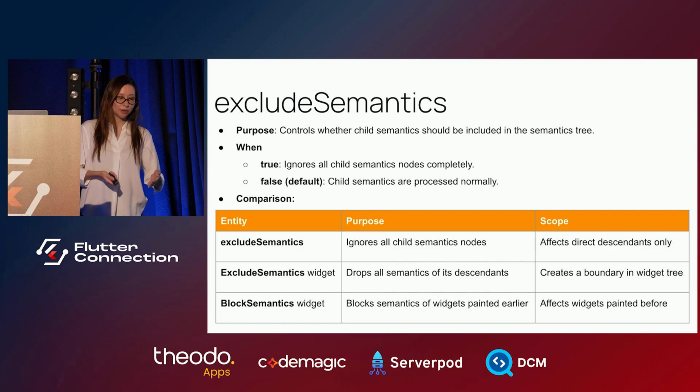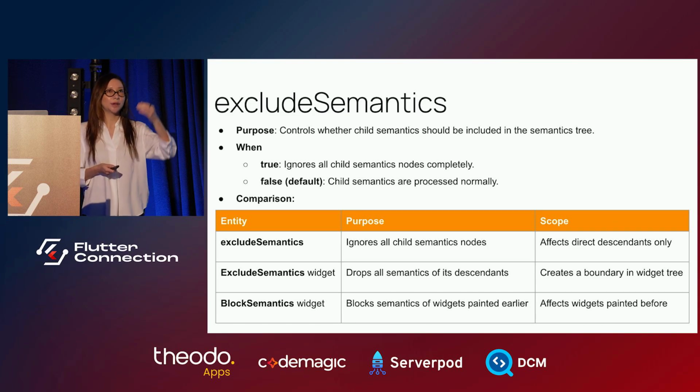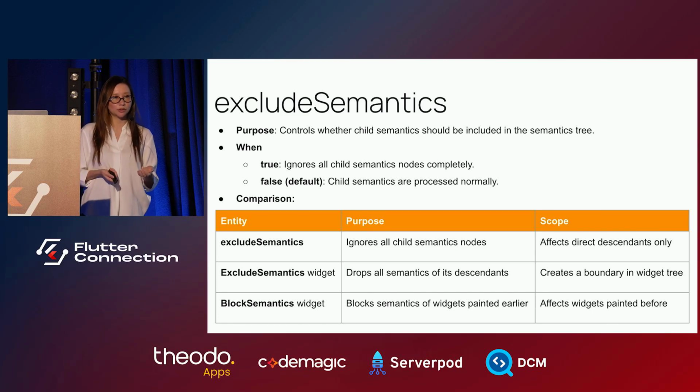And block semantics, on the other hand, is used for a pop-up. So if you have a pop-up and you have content behind the pop-up, you want the focus to not move behind the pop-up, if you know what I mean. Otherwise this would make the screen reader user struggle to understand what's actually happening on the screen, and that shouldn't happen. So it's very easy. If it's true, it ignores all the child semantic nodes completely, and false, which is the default, they are still included in the semantics tree and read normally.